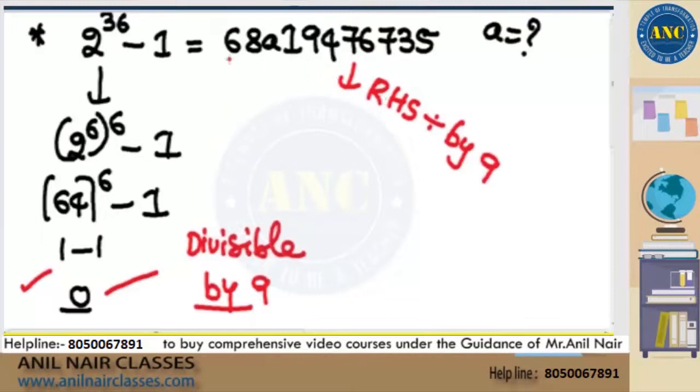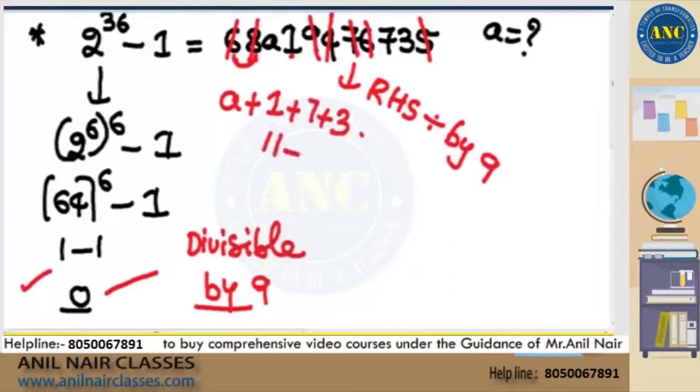Now if you see here, or otherwise do general addition. 6 plus 8, 9 is deleted. So 7 plus 6, 13, 13 plus 5, 18 is deleted. 6 plus 8, 14, 14 plus 1, 14 plus 4, 18 is deleted. So remaining A is there, remaining 1 is there. 1 plus 7 plus 3, it should be divisible by 9. 11 plus A should be divisible by 9. A value should be 7.